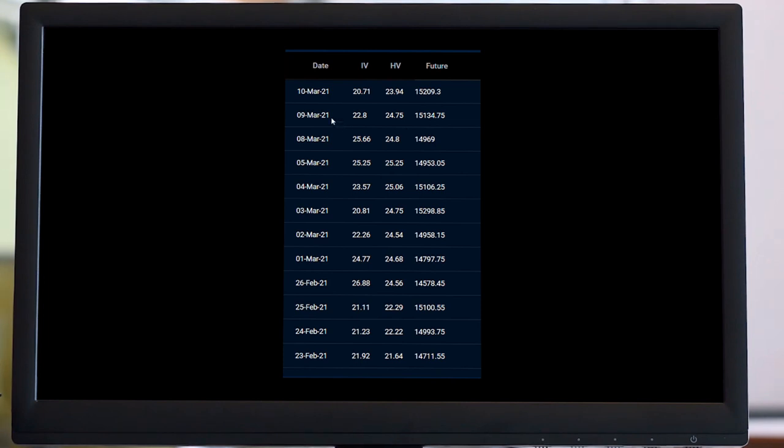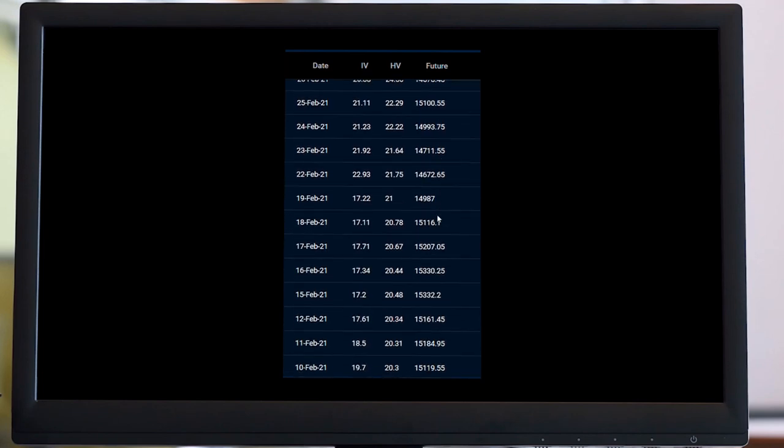Similarly, on 9th of March 21, IV of Nifty was 22.8 and the future price was 15,134.75. So it is kind of an inverse relation which we are seeing between Nifty's future price and IVs. Over here, Nifty's IV was at its very highest level, which was 25.66. It witnessed a drop, and the future price was 14,969. IVs took a cool-down approach the next day, and Nifty's future price actually shot up.